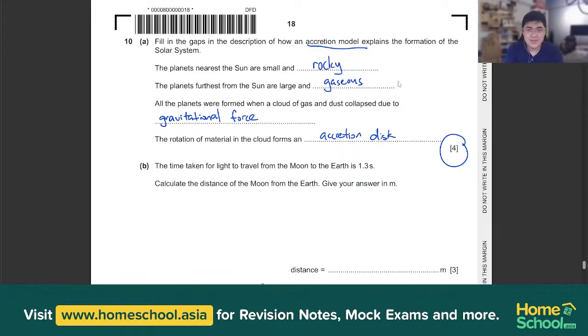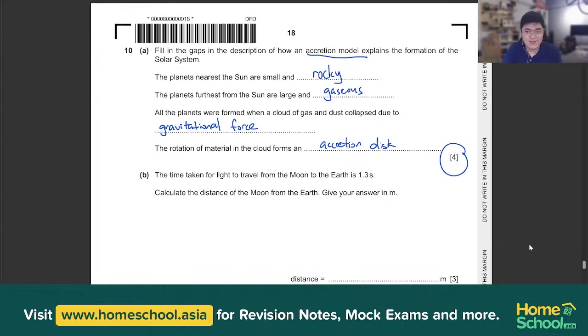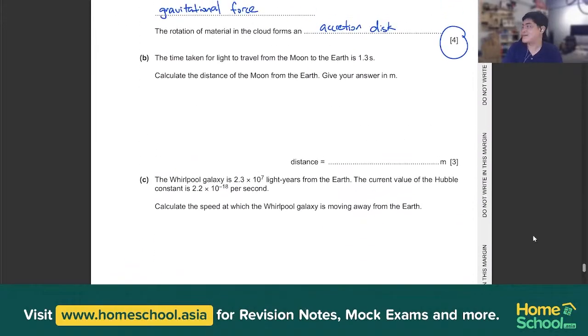So yeah, the planets nearer to the sun, according to our solar system, Mercury, Venus, Earth, and Mars, are rocky planets. Planets furthest from the sun are gaseous, such as Jupiter, Saturn, Neptune, and Uranus. And all these planets are formed when the cloud of gas collapses due to gravitational force, and the rotation of the material of the cloud forms an accretion disk. All right, pretty easy. That is 4 marks in the bag.